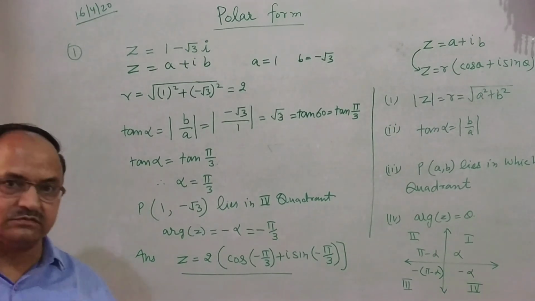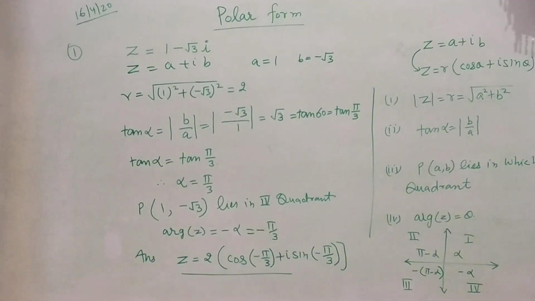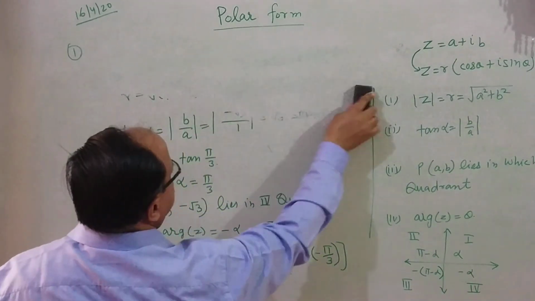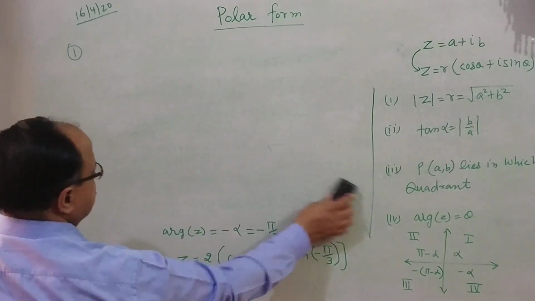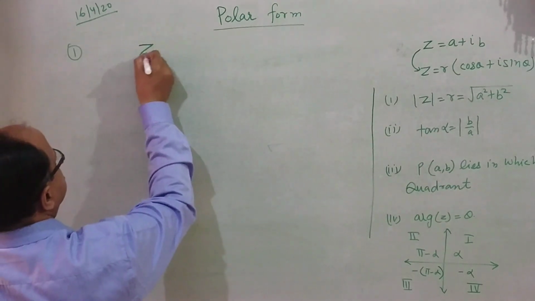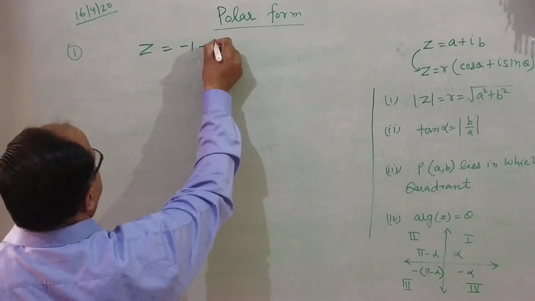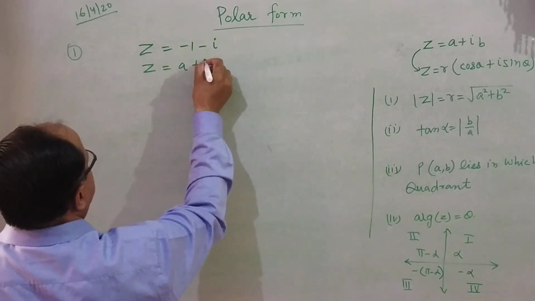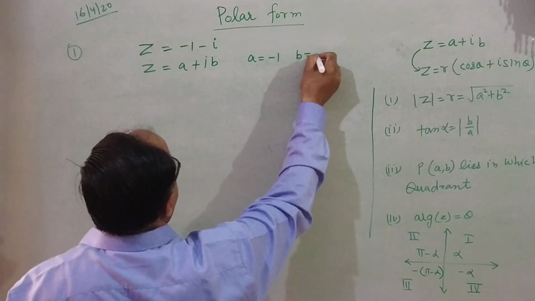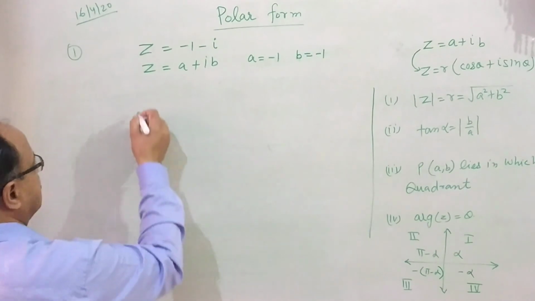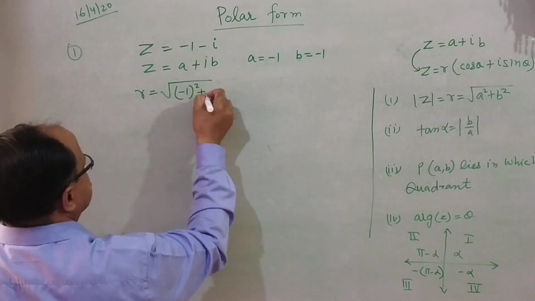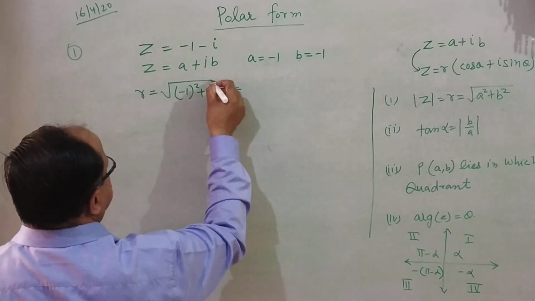Now we take one more question. Same pattern. Z is equal to minus 1 minus iota. Z is equal to A plus iota B. We compare. The value of A is minus 1 and B is also minus 1. Correct? Find R. Square root of A square plus B square, minus 1 square plus minus 1 square, and root 2.